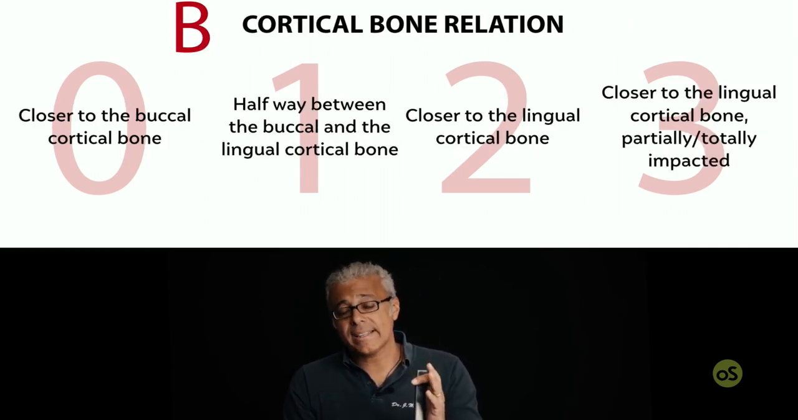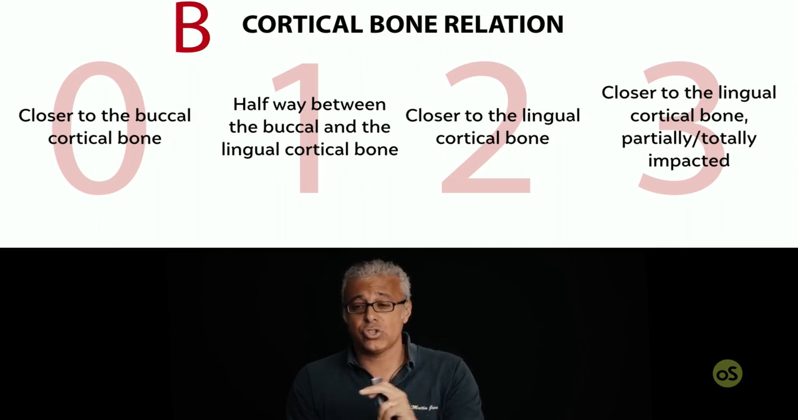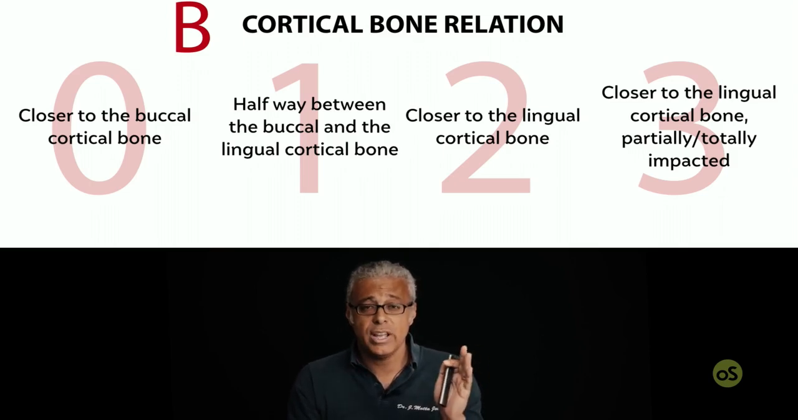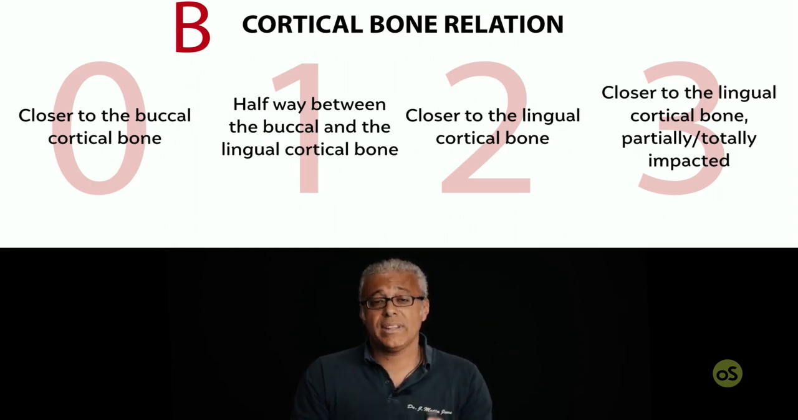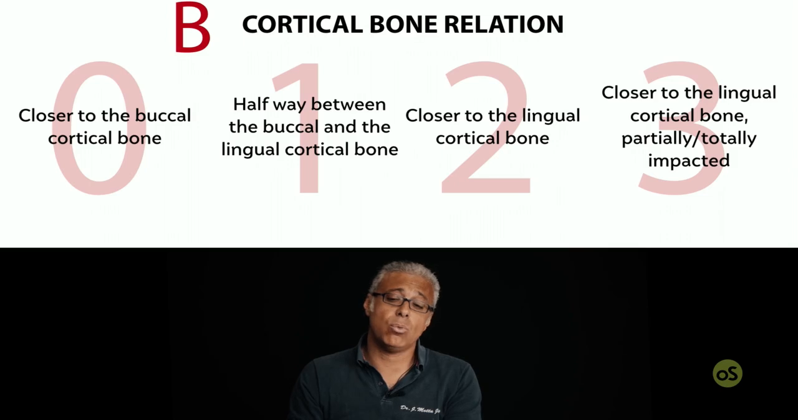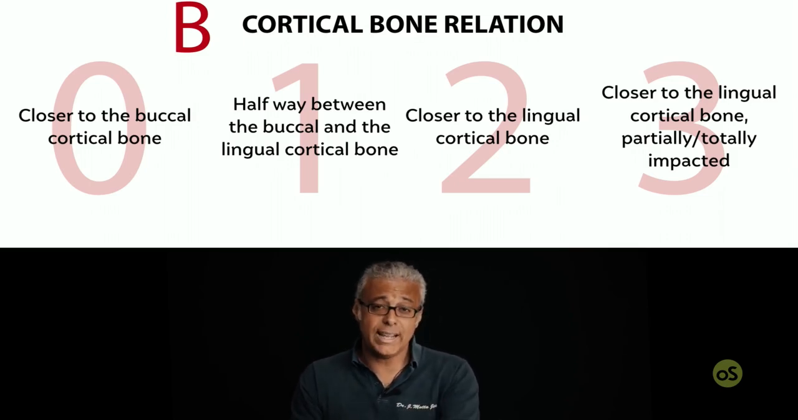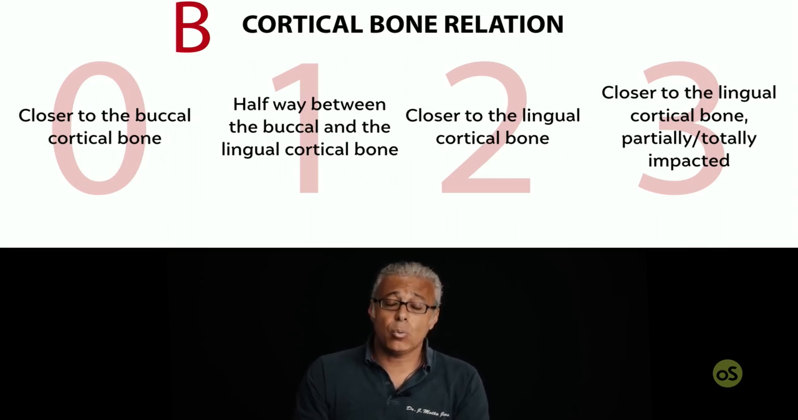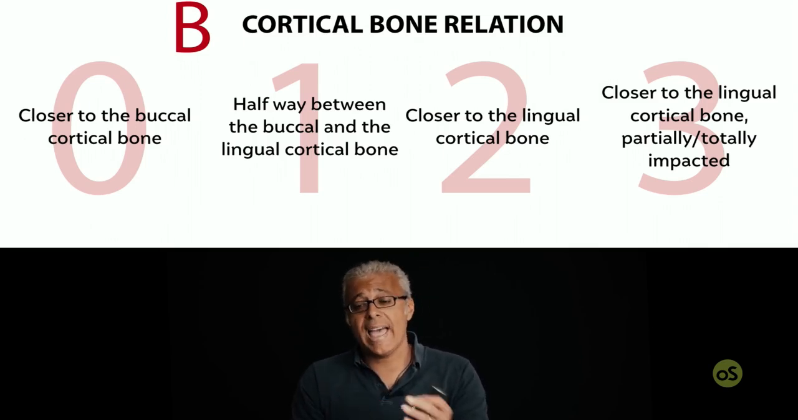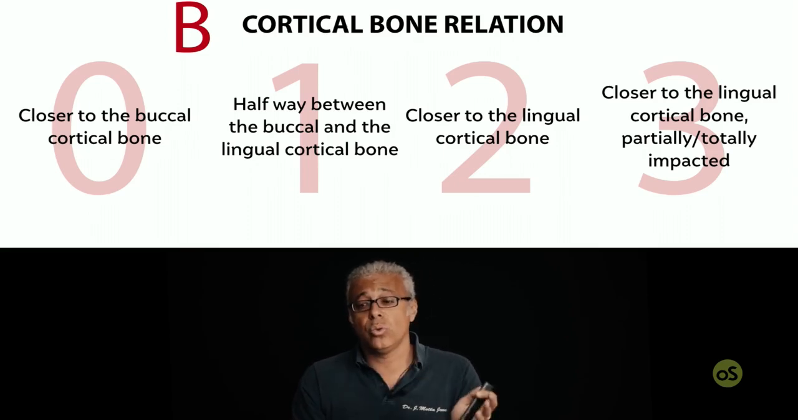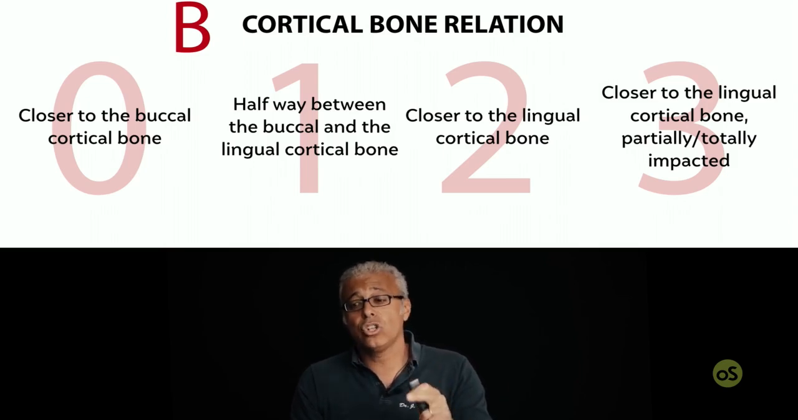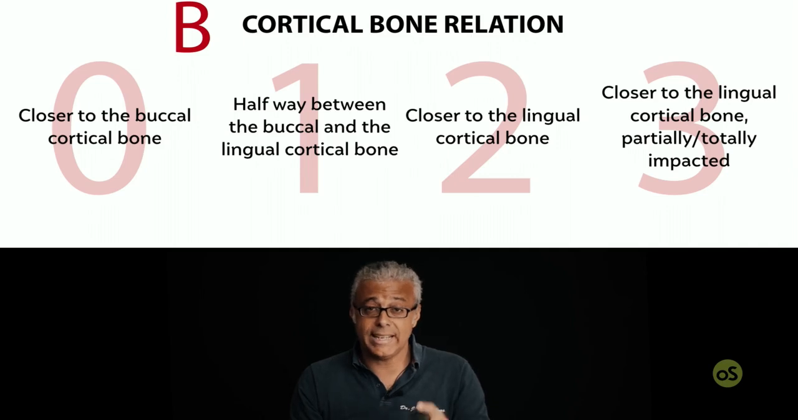Then we're going to look at the cortical bone relation. So we're going to see where the roots are in correspondence to the bony buccal or lingual wall. 0 points means that the tooth is more buccal, so towards the coronal, and so we know that the nerve is going to be lingual. 1 point is given to halfway between the buccal and the lingual cortical bone. 2 is going to be closer to the lingual cortical bone, and 3 is going to be closer to the lingual cortical bone, partially or completely impacted tooth.